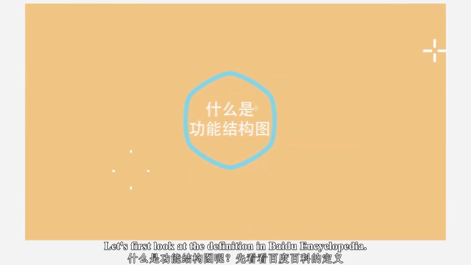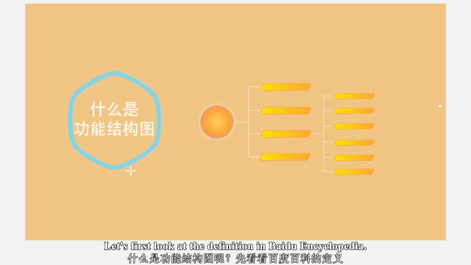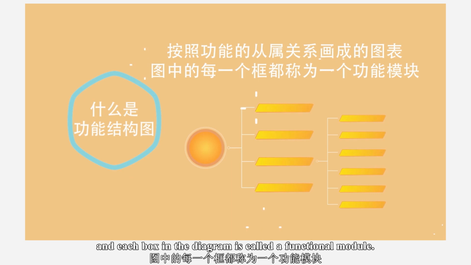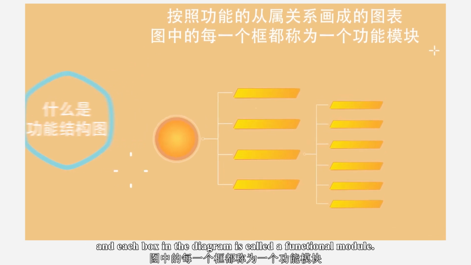What is a functional structure diagram? Let's first look at the definition in Baidu Encyclopedia. A functional structure diagram is a chart drawn according to the subordinate relationship of functions, and each box in the diagram is called a functional module.